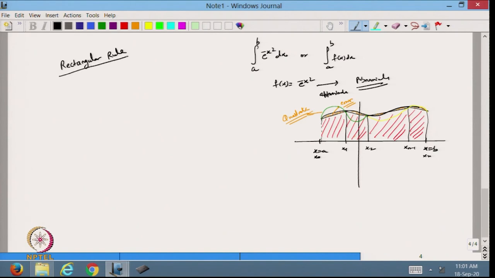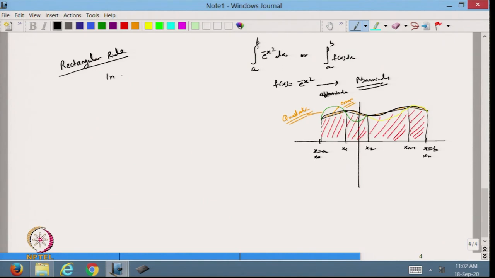And we already know that when this definite integral is taught to us at plus 2 level, we use this rectangular rule to find the definite integral. So what is this rectangular rule?